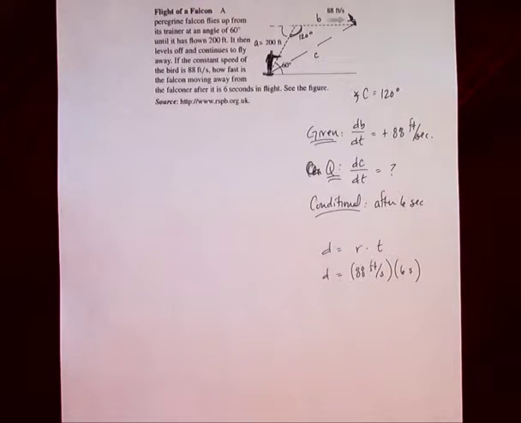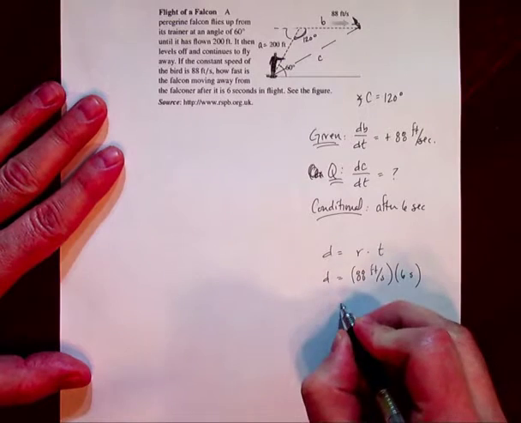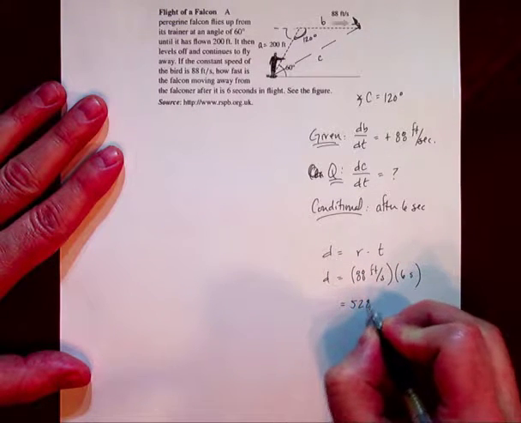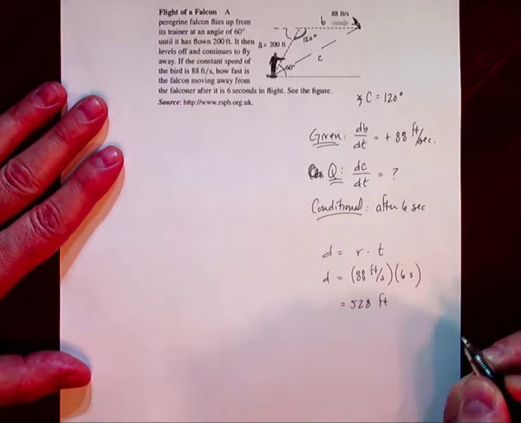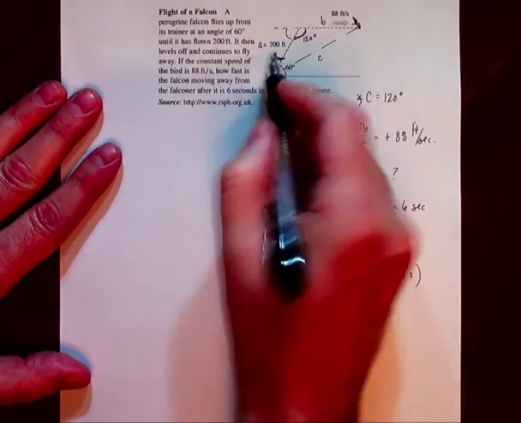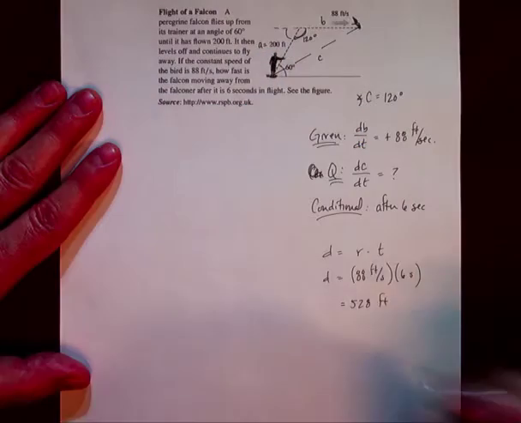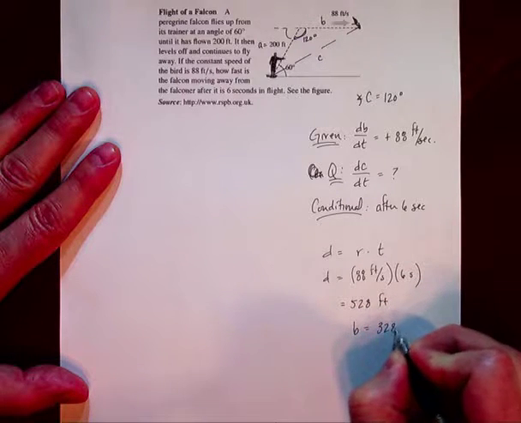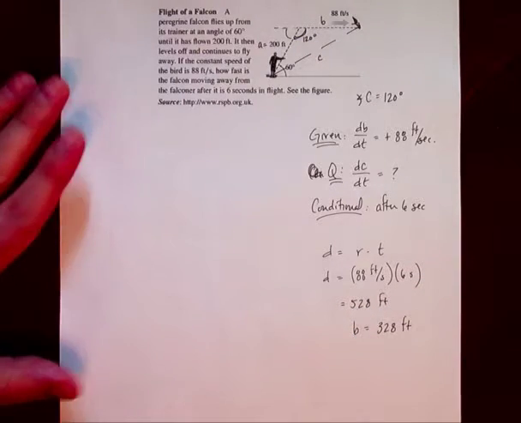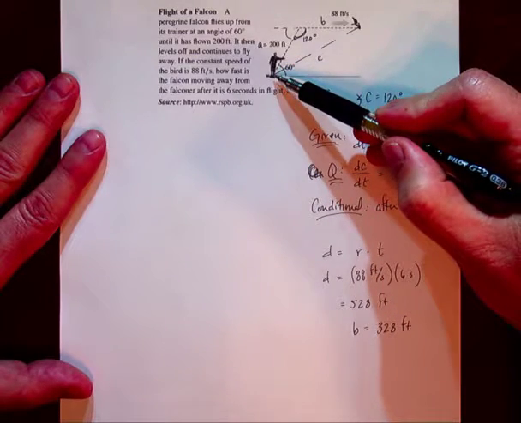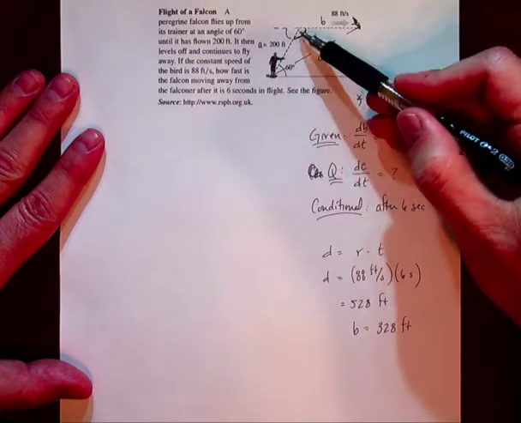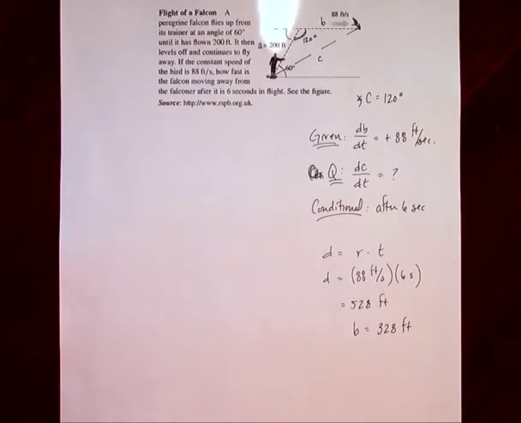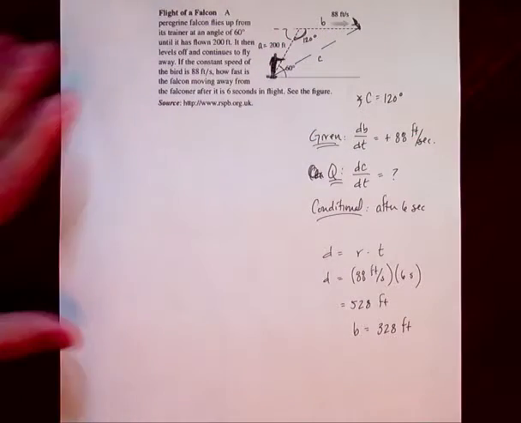But 88 times 6 is going to be 528 feet. Well, if A is 200, then that means that B must be 328 feet, right? Because part of those 6 seconds was in that initial 200 feet, and then the rest, of course, is basically charting out a distance of B.